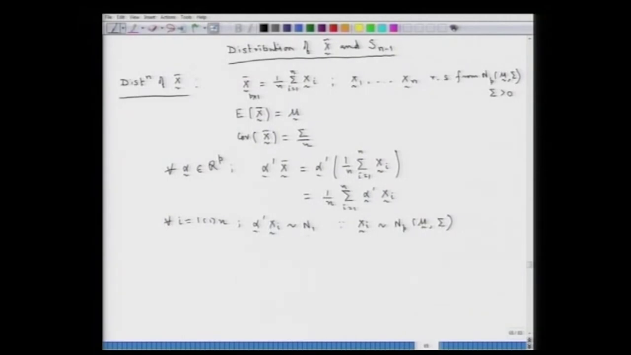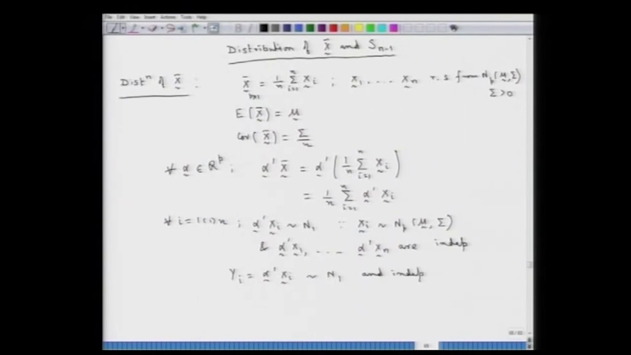Hence these are N 1 random variables, and furthermore, because x 1, x 2, x n is a random sample, these x 1, x 2, x n are independent, and so alpha prime x 1, alpha prime x n are independent. This is because x 1, x 2, x n are independent. So if we denote y i equal to alpha prime x i, these follow an N 1 distribution and all of them are independent.